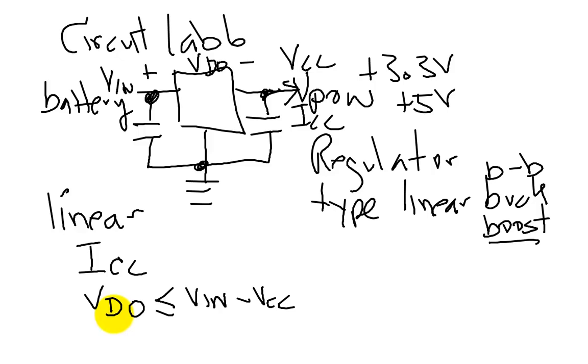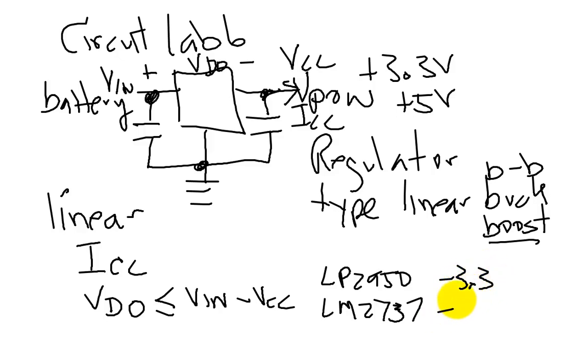plus the dropout voltage, which is why I tried to get you guys to use the LP2950 versus the LM2737. They're both 3.3 volt regulators, but this one's got a very low dropout. And obviously, the third one I was trying to get you to say was the voltage itself. Okay? You want the voltage. That's yourself.